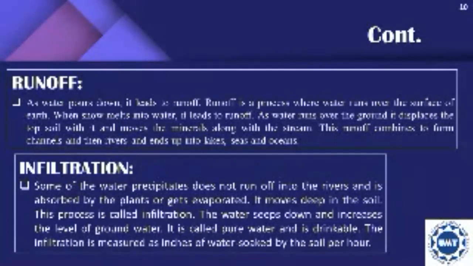So the last process is infiltration. Some of the water that precipitates does not run off into the rivers and is absorbed by plants or gets evaporated. It moves deep in the soil. This process is called infiltration. The water seeps down and increases the level of groundwater, which is called pure water and is drinkable. The infiltration is measured as inches of water soaked by the soil per hour.